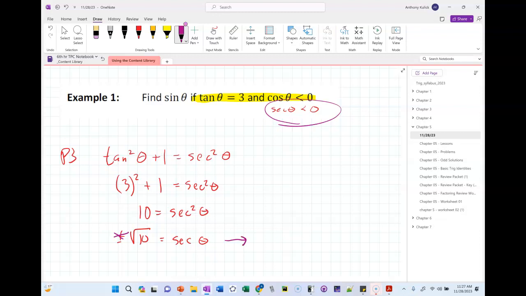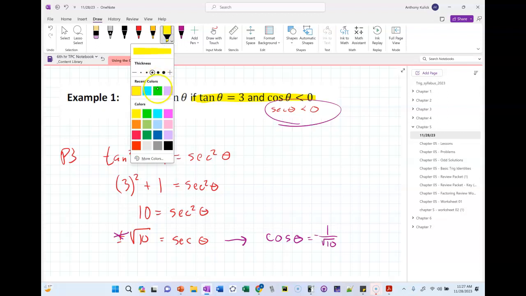And then similarly, if secant is negative square root 10, cosine is negative 1 over square root 10. Everybody's okay with that? I got that basically for free, right? Just because it's the reciprocal. Do you have to add that cosine part? Well, I'm not sure if I'm going to need it or not. That's why I'm going to write it down, because it's so easy.